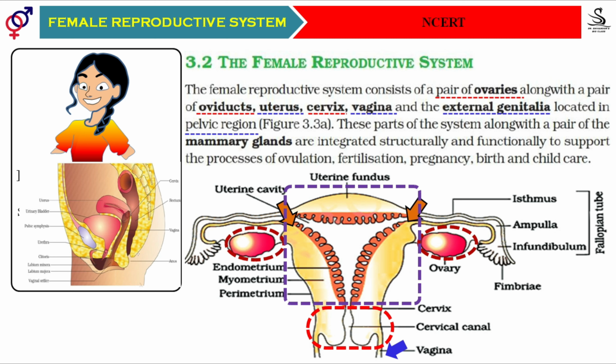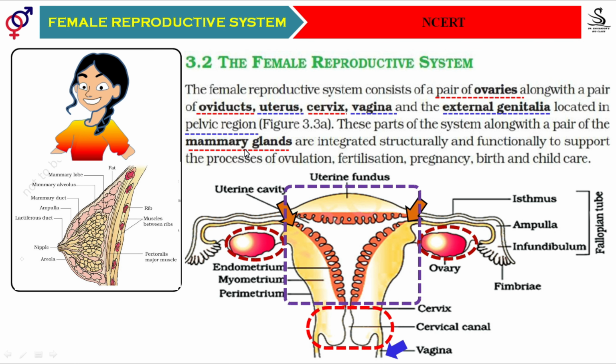But in addition to all the female reproductive parts, there is one more very important gland called the mammary glands. They are actually located in the chest region. One pair of mammary glands is there. Mammary glands play a very important role, and they are integrated with the female reproductive system. In what way are they integrated? They are integrated structurally and functionally. For what purpose? To support the process of ovulation, fertilization, pregnancy, birth, and child care.